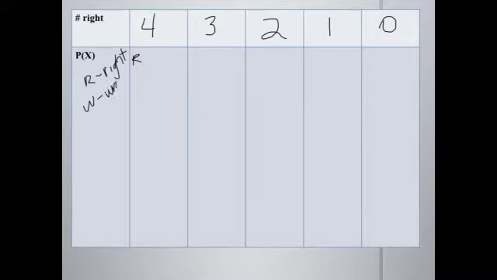So I could get 4 questions correct, 3 questions correct, 2 questions correct, 1 question correct, or I could get them all wrong. I'm going to use R to indicate that I got it correct, right? And W to indicate that I got it wrong. So if I got 4 of them right, then that means I got question number 1 right, number 2 right, number 3 right, number 4 right.